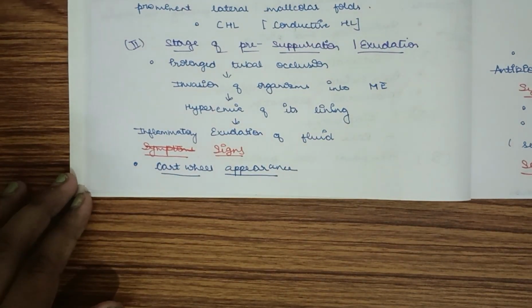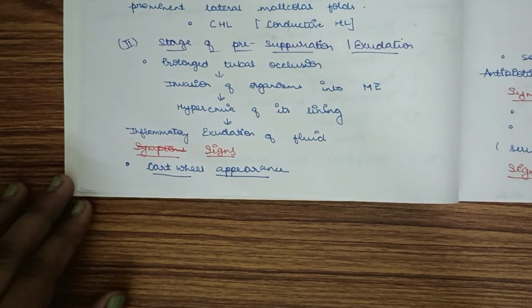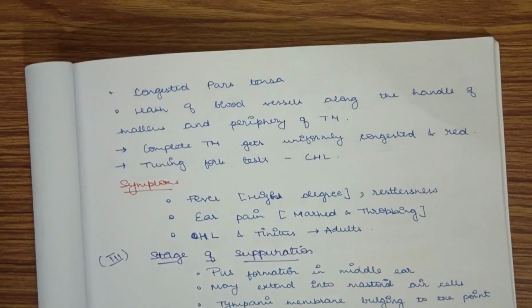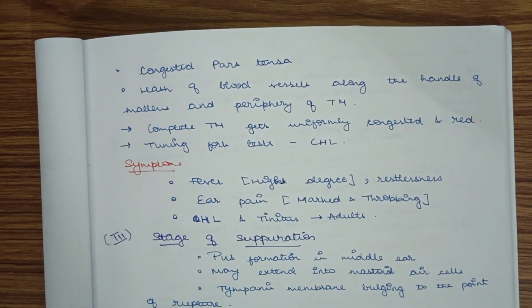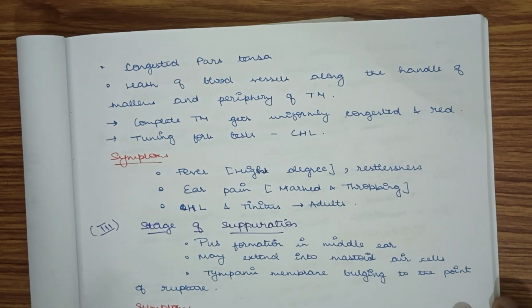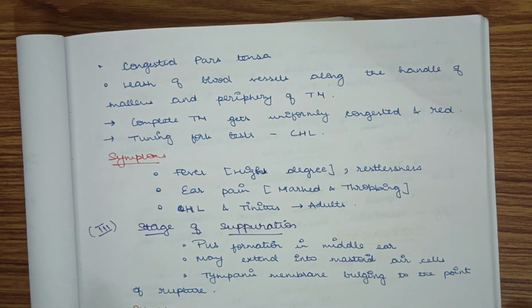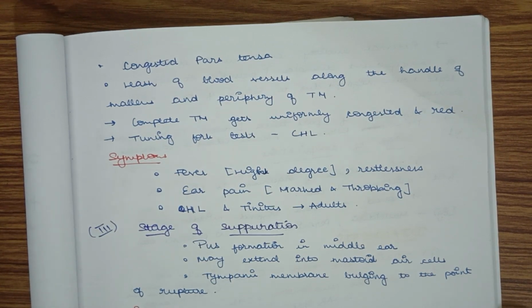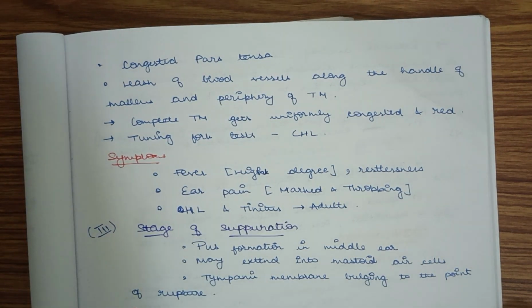The signs include the tympanic membrane having an appearance known as the cartwheel appearance. In this, the tympanic membrane will become congested, really red and congested, and a leash of blood vessels will be seen along the handle of malleus and the periphery of the tympanic membrane, which will give rise to the cartwheel appearance of the tympanic membrane. And then the complete tympanic membrane will get uniformly congested and red. The tuning fork tests will show conductive hearing loss in this stage.